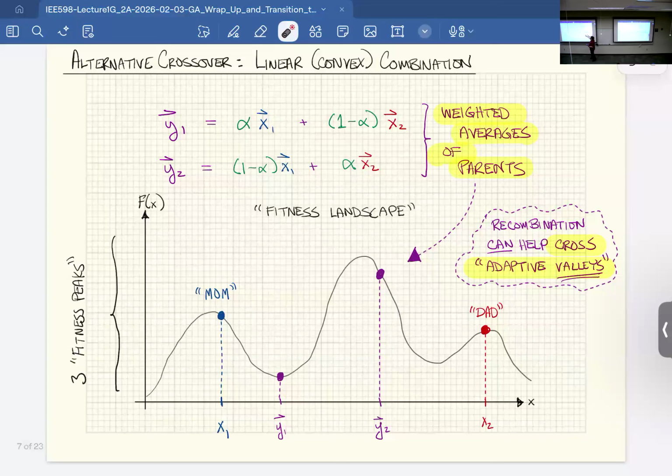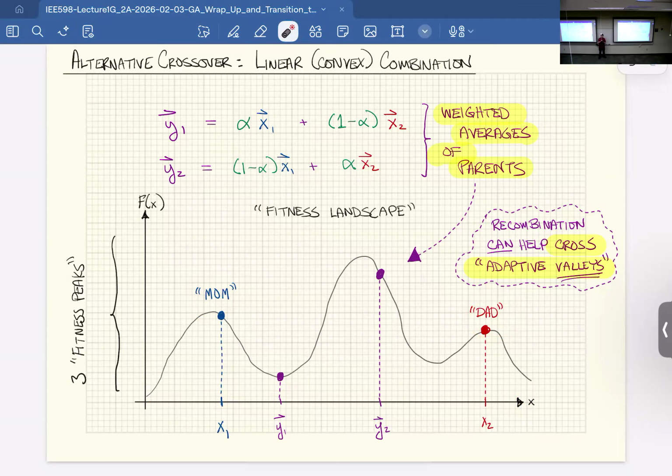So in a linear combination case, you've got two parents. Imagine here, I'm only worried about one gene. So this is like a parent with a single gene, so they're expressing a single allele. Parent one is over here, call that mom. Parent two is over here, call that dad. So those two come together and they produce two offspring.